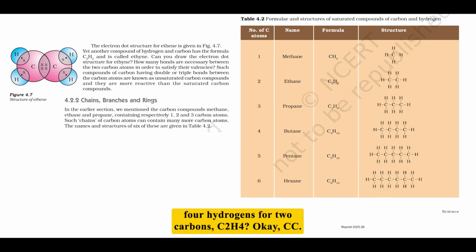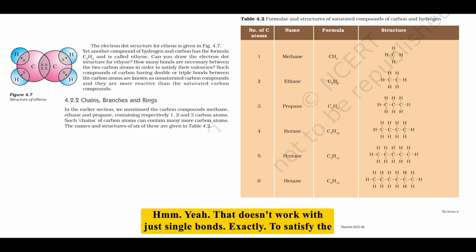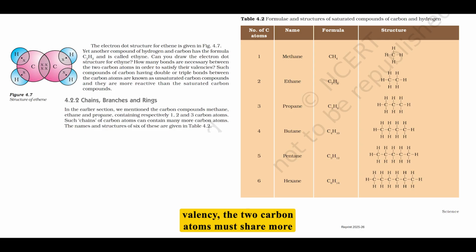Now, what if we have only 4 hydrogens for 2 carbons, C2H4? Okay, C-C. Each carbon needs 3 more bonds, but we only have 4 hydrogens. Yeah. That doesn't work with just single bonds. Exactly. To satisfy the valency, the two carbon atoms must share more electrons between themselves. They form a double bond. C=C. So H2C=CH2, that's ethene. Precisely. Each carbon now forms a double bond with the other carbon and single bonds to two hydrogens. Total 4 bonds for each.